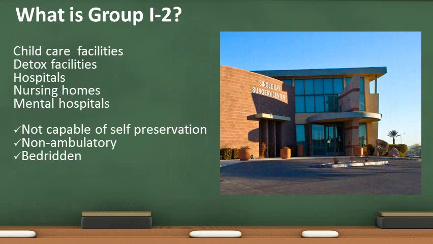The Group I2 classification covers occupancies used for medical, surgical, nursing, or custodial care for people who are not capable of self-preservation or classified as non-ambulatory regardless of the number of clients. The FCIP advisor will conduct the initial inspection. Subsequent inspections will be conducted either by operations staff or the advisor.